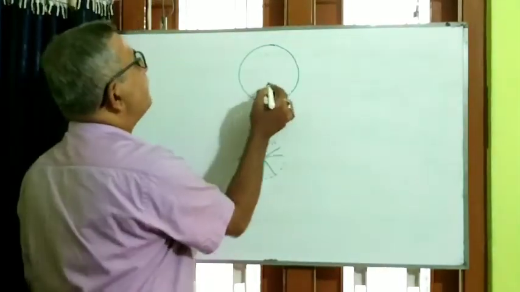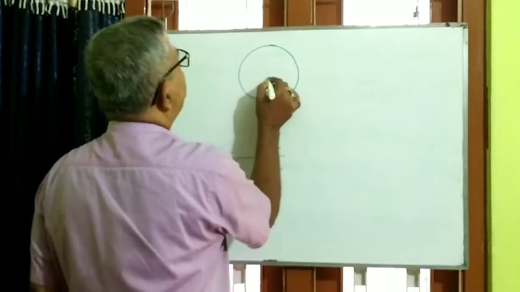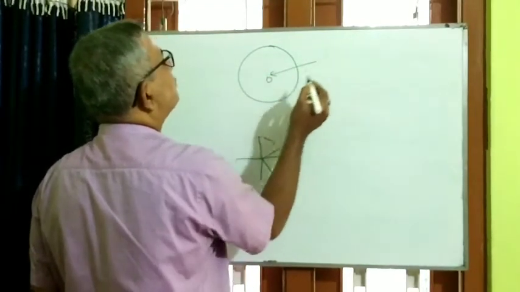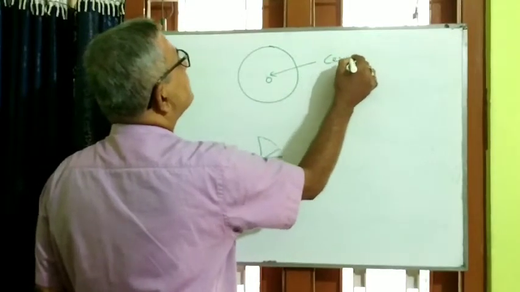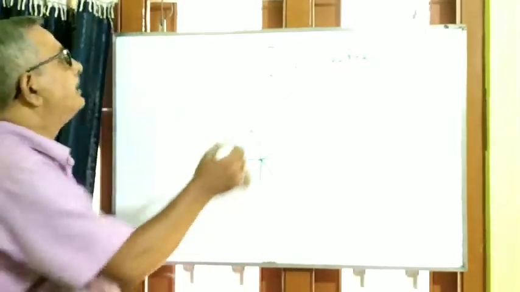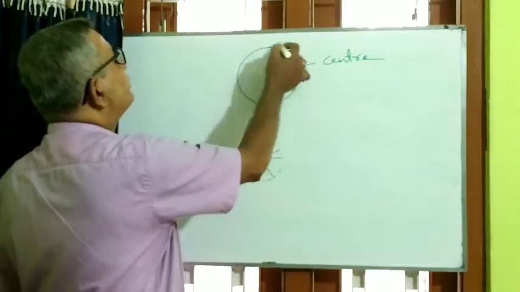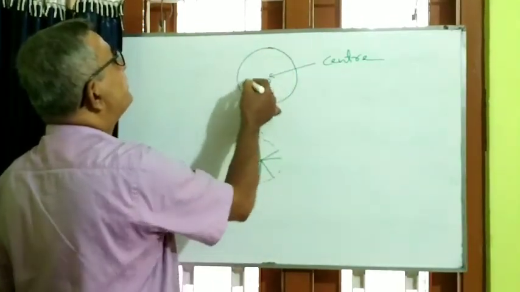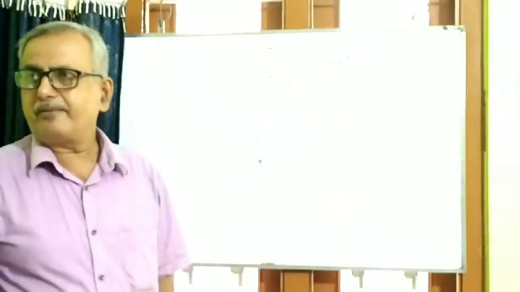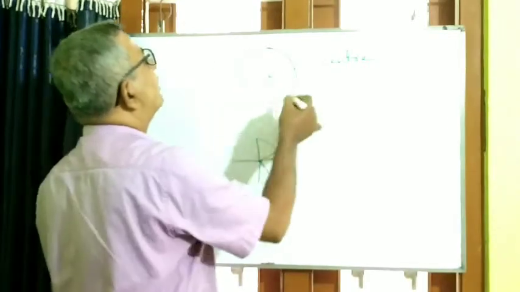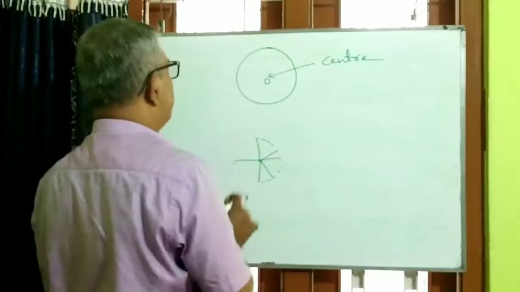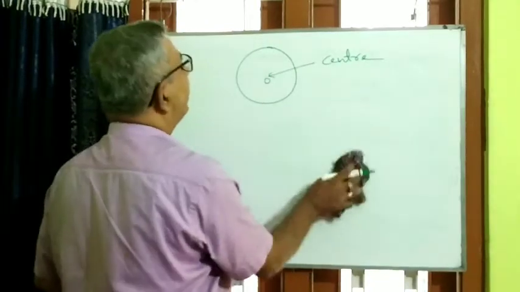And what is the name of this fixed point? My dear student, this is called the center. And this surrounding is called what? If you are measuring the length of this surrounding, that is called the perimeter or circumference of the circle. Circumference of the circle also you can tell.